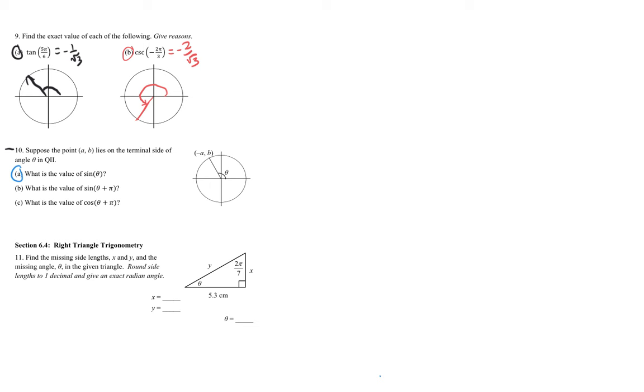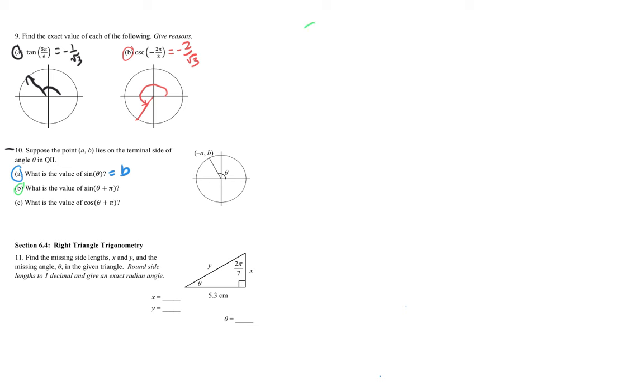Now looking at number 10 here, suppose that point (a, b) lies on the terminal side of angle theta in quadrant 2. What is the value of sine theta? So sine theta is equal to our y value, right? So we write out our coordinates, x and y, so we know sine theta, in this case, is going to be equal to b.